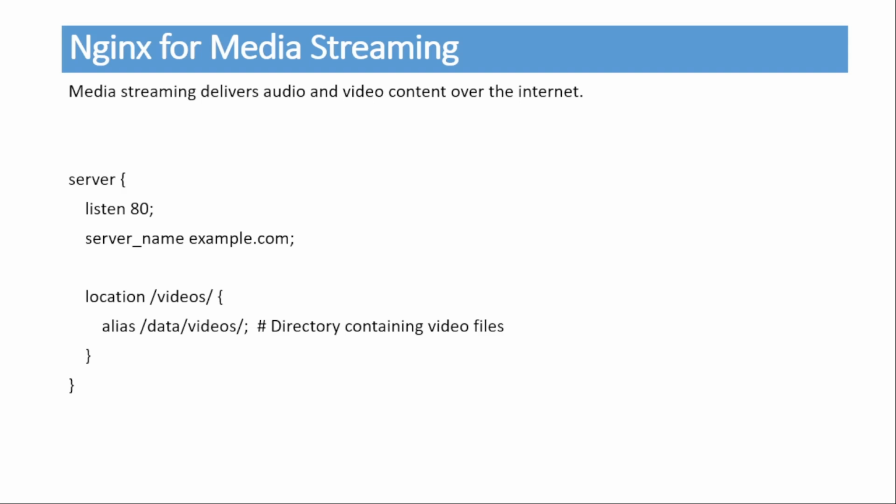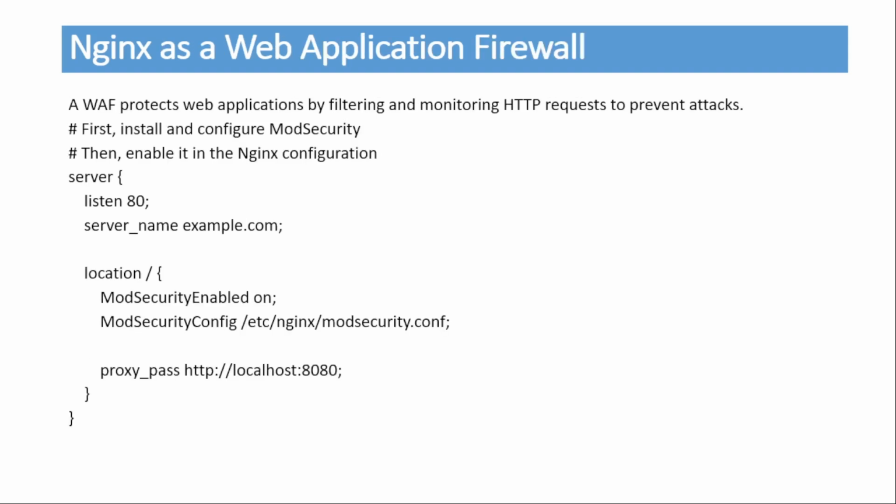Here in the server configuration block, you see we are streaming the videos from the /data/video directory. The next one is web application firewall, WAF.